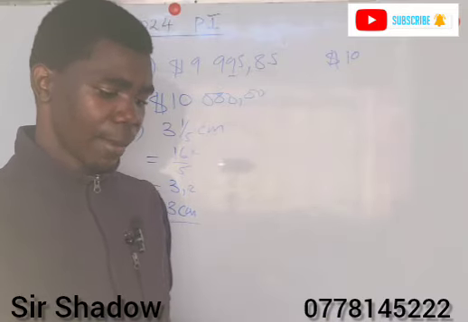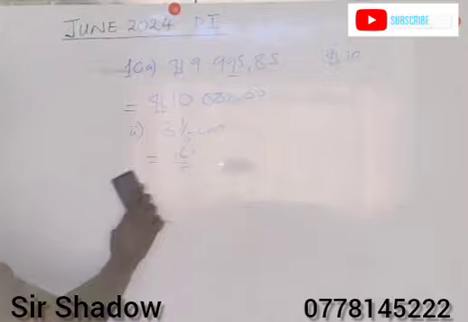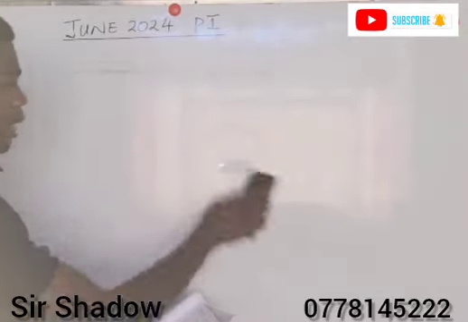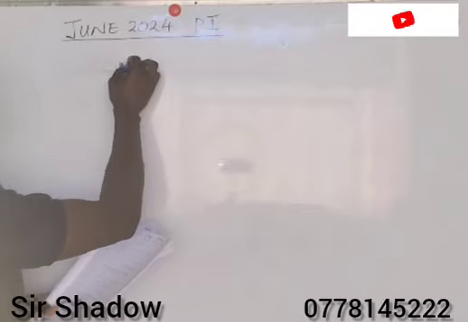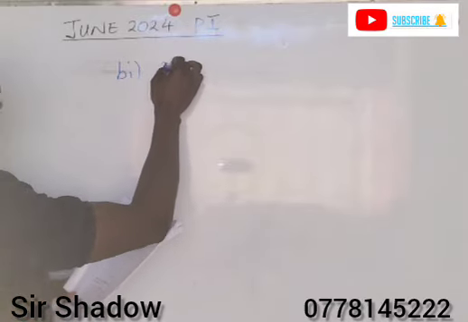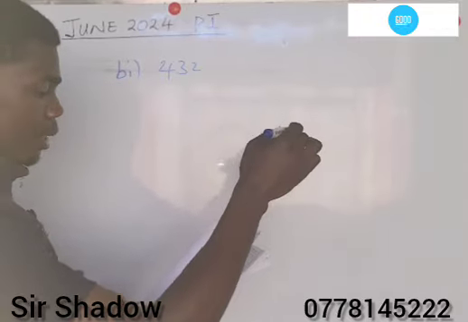Let's now move on to question 9B. Question 9B, we are given item 1: express 432 as a product of its prime factors.